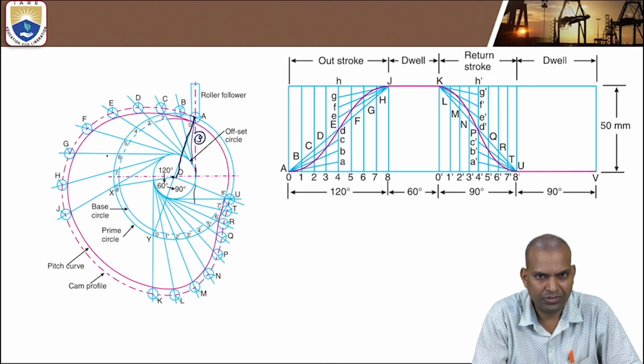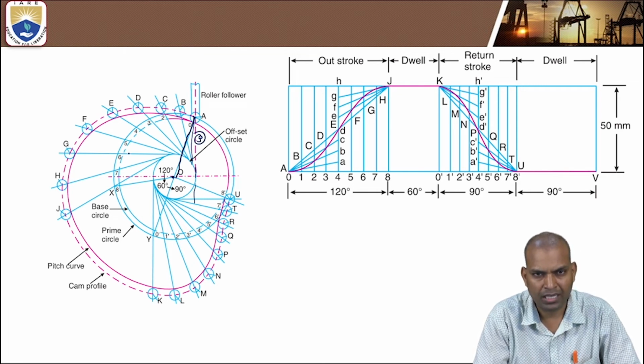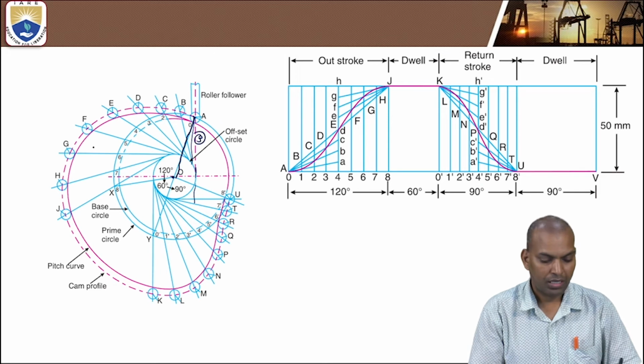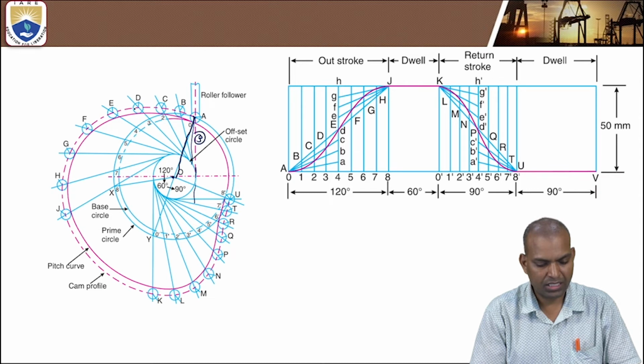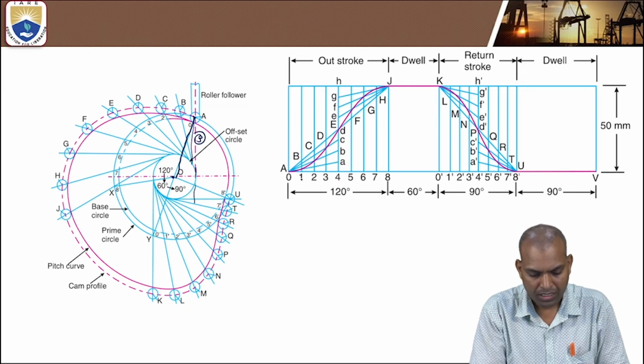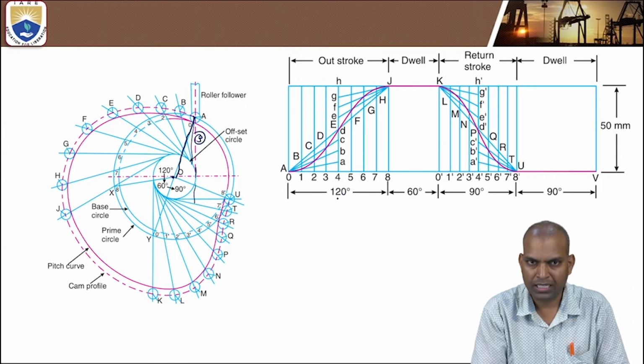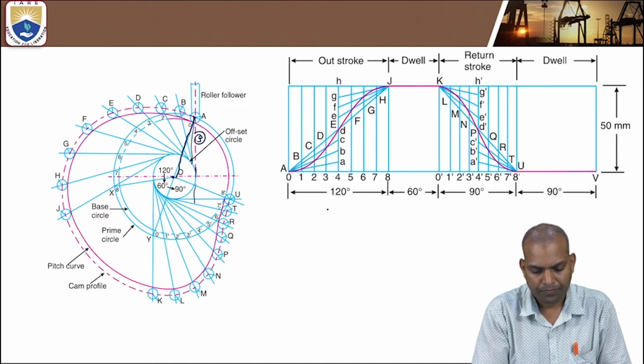Then on the prime circle division lines, the tangential lines, mark the displacement. So the displacement markings are the centers of the roller, where you have to draw the rollers. The diameter of the roller is 10 millimeters. After drawing, these are the rollers A, B, C, D, E. In the displacement diagram, the 120 degrees is divided into 8 parts, 120 by 8, that is 15 degrees each. 15 into 8 is 120 degrees.